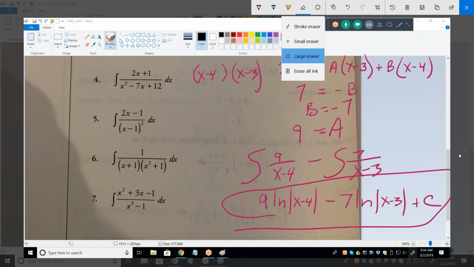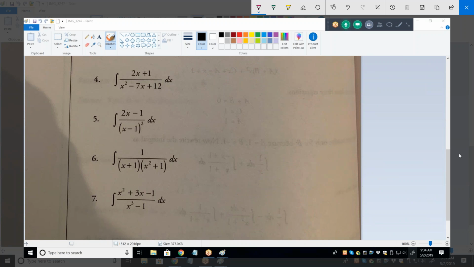Let's do a little harder one. Well, 5 isn't really harder. Actually, it is a little bit. I mean, it's a little different. Let me think about this for a second.